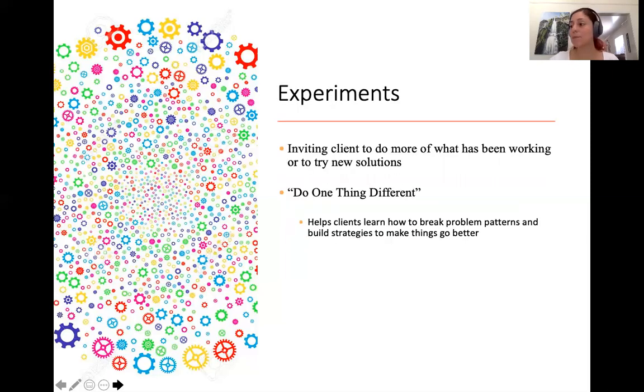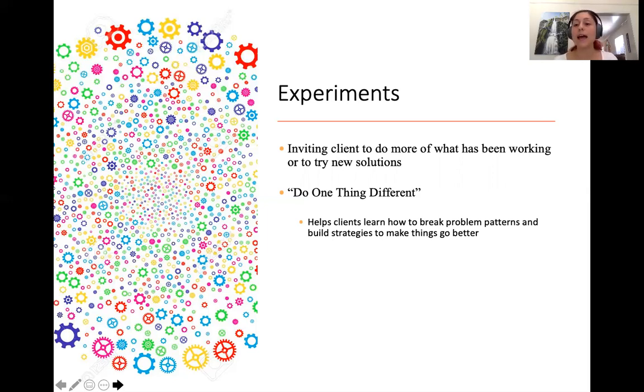Okay, next we have experiments. Experiments typically happen once the client has already identified some previous solutions and exceptions to the problem. We're gently inviting the client to do more of what's previously worked or to bring about changes that they've suggested that may make things better. Okay, these would be called experiments.